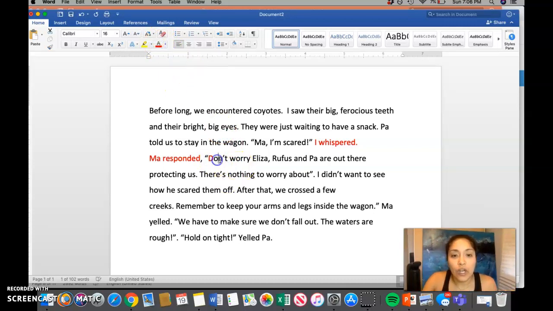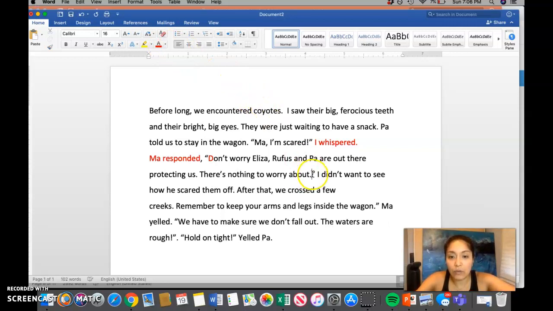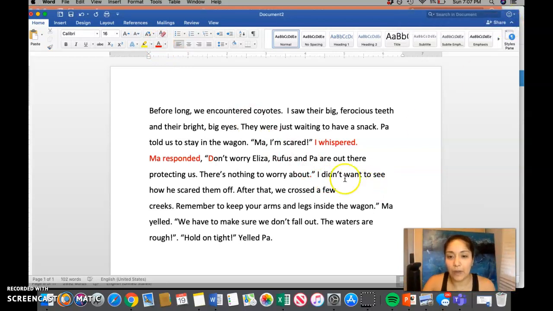All right. "Don't worry, Eliza. Rufus and Pa are out there protecting us. There's nothing to worry about." Oh, this is the end of the sentence. So good job noticing this person that this should have a period. But where does the period belong? Inside the quote, okay? So here we delete this and we move this inside the quote. So the periods go in the quote. The period goes where? In the quote, okay?